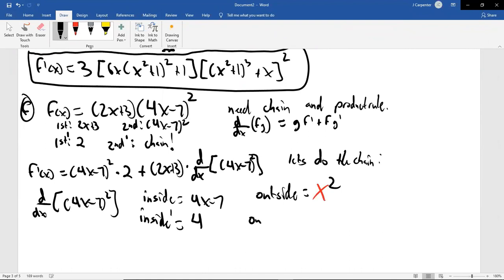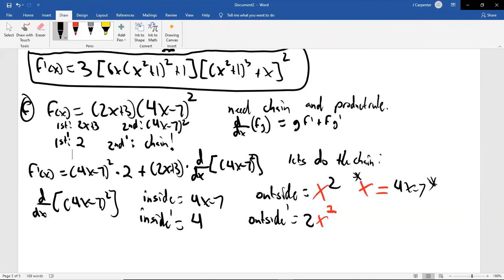The derivative of the outside, you bring the 2 out front, decrease its exponent by 1. So it's 2x to the first power. I'll write the 1 for emphasis in the fancy 1 language. But again, you really don't write that 1 ever. So remember that red x is really the inside, which is 4x minus 7. That's what it represents. It's extremely important to remember not to write that as an x in the answer.